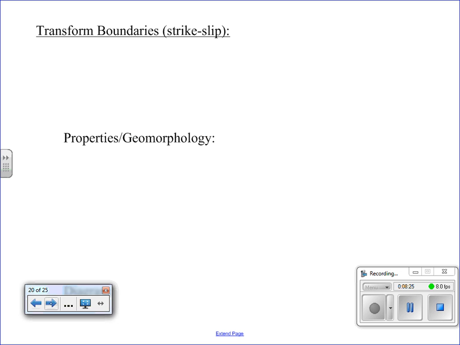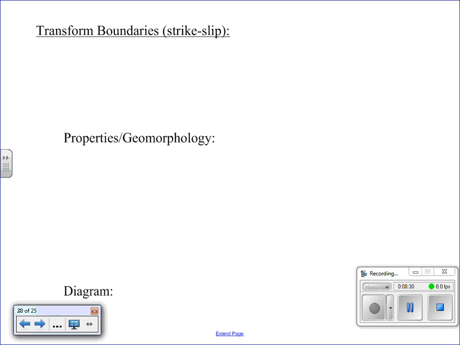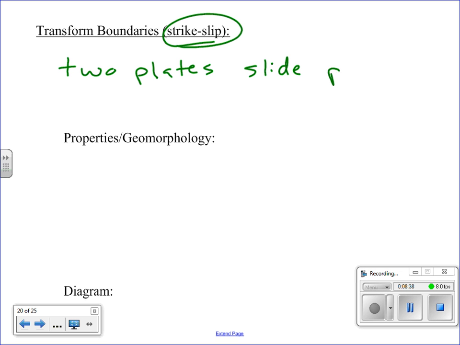The last type of plate boundary we need to talk about then is the transform boundary, often referred to as a strike slip. This is where two plates slide past each other. And this is not an easy movement. They're going to grind against each other, eventually building up pressure, and finally slipping, releasing an enormous amount of energy, creating earthquakes. This is what you saw in your California graph.